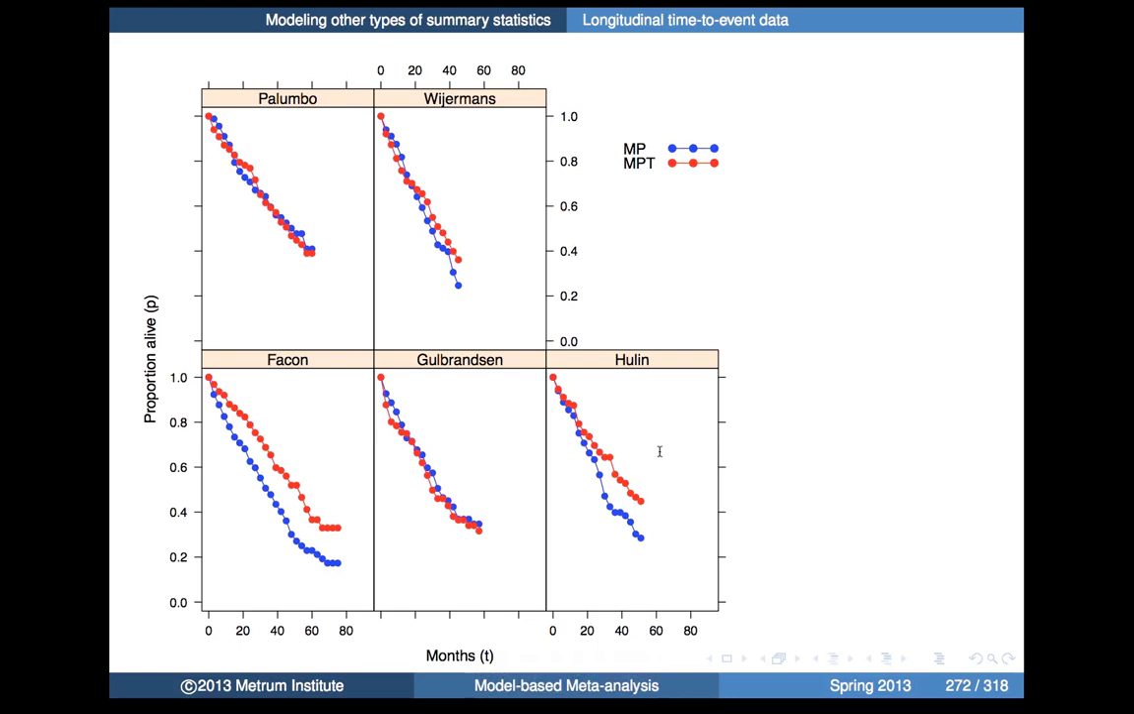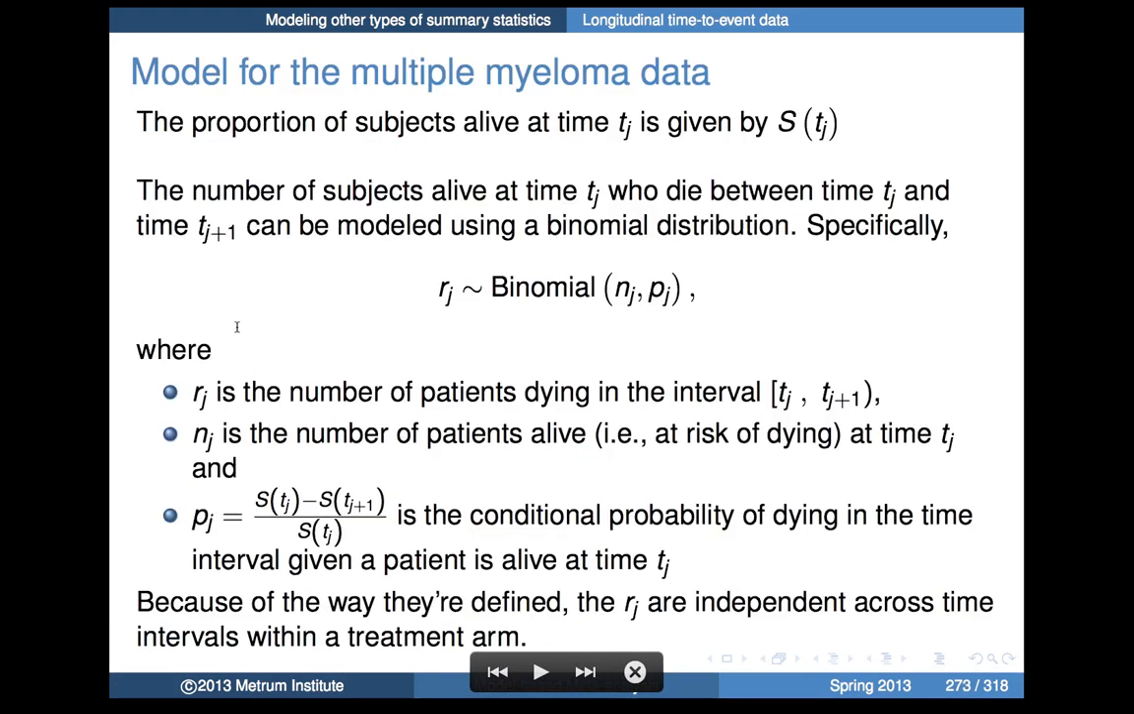Now, actually, in their paper, what they published is all of the numbers of events and number at risk in each time interval, and from that you can work backwards and calculate the observed fraction surviving. That's what I've done here to make this plot. So what they do is they say, let's imagine, using similar notation to before, that the proportion of subjects alive at time tj is given by S of tj. So S is our survival function.